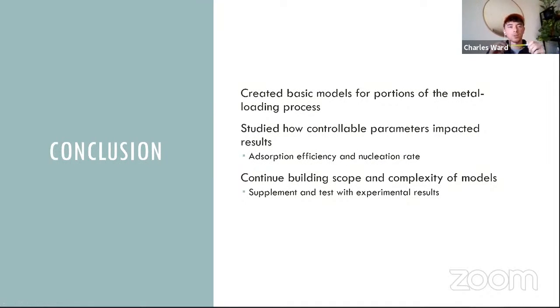All right, and so to conclude, I created some basic models for portions of the metal loading process, and studied how some of these controllable parameters impacted the results. I mainly focused on the adsorption efficiency and nucleation rate because those are the ones I'm most concerned about with my current projects and future projects as well. And then I could continue building on the scope and complexity of these models, right? Keep adding variables, keep adding interactions, things like that. And I could supplement and test them with experimental results.